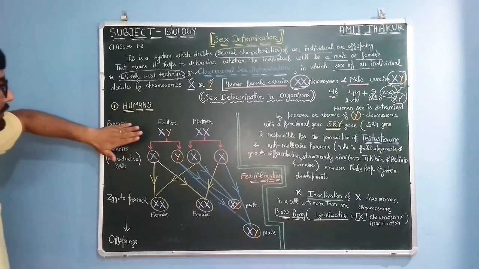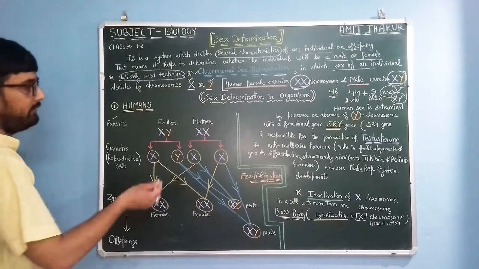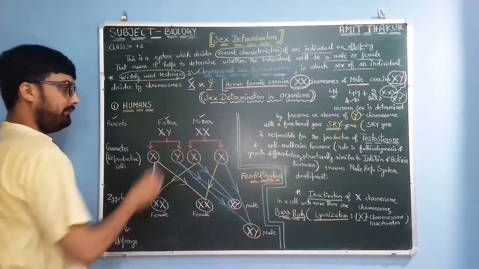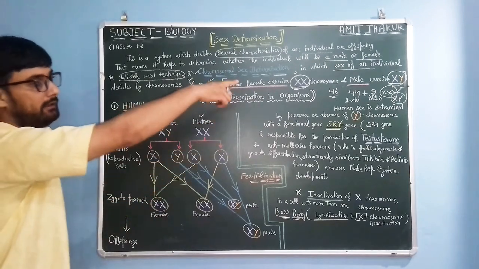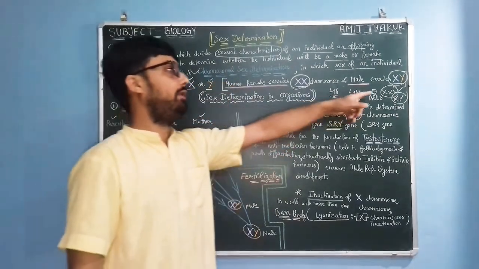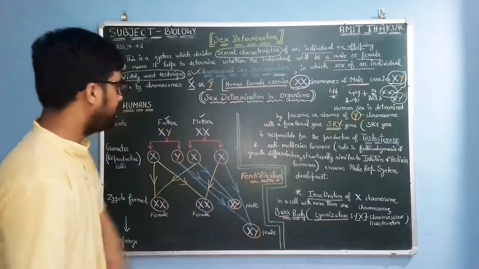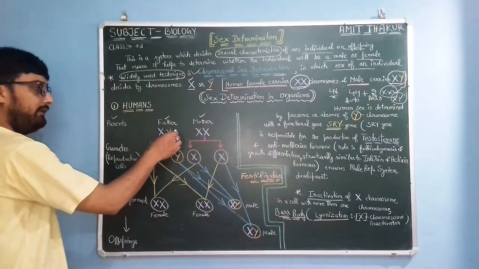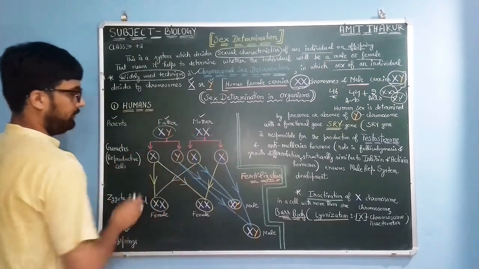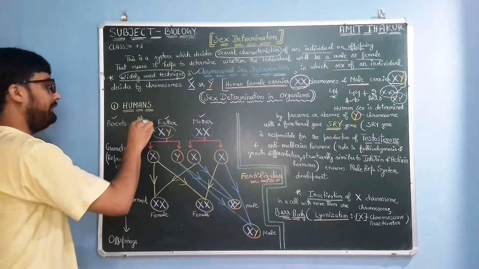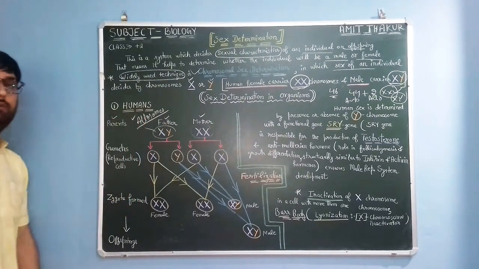So, sex determination in human beings. These are the parents, father and mother, and as I told you, in the case of male the combination of allosomes or sex chromosomes will be X and Y, and in females XX. So the father has XY chromosomes and the mother has XX chromosomes. These are allosomes.